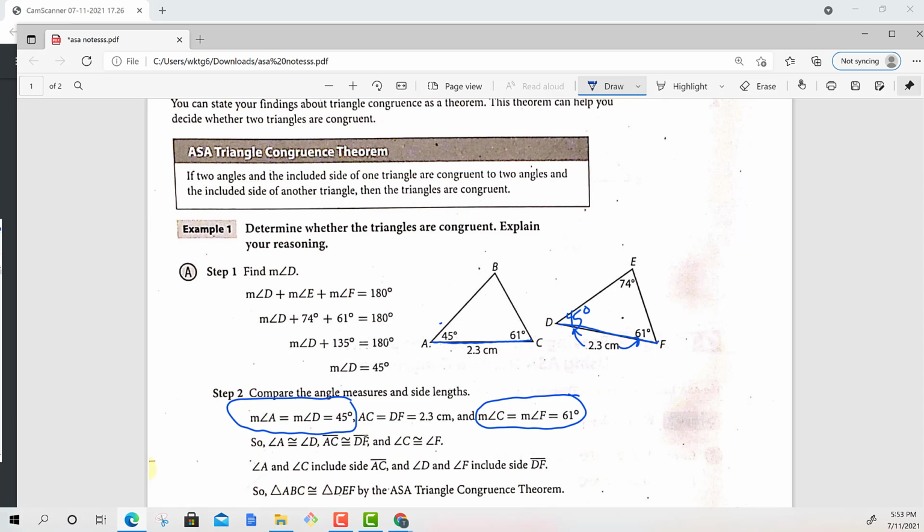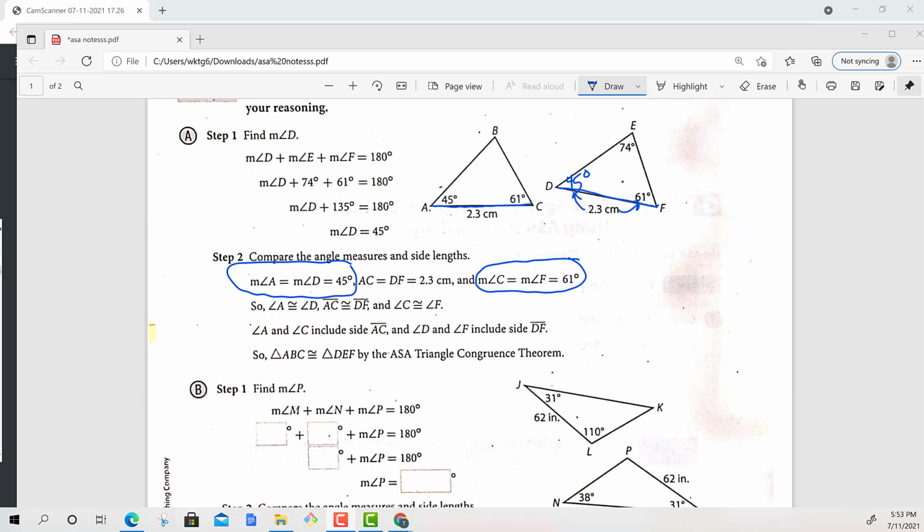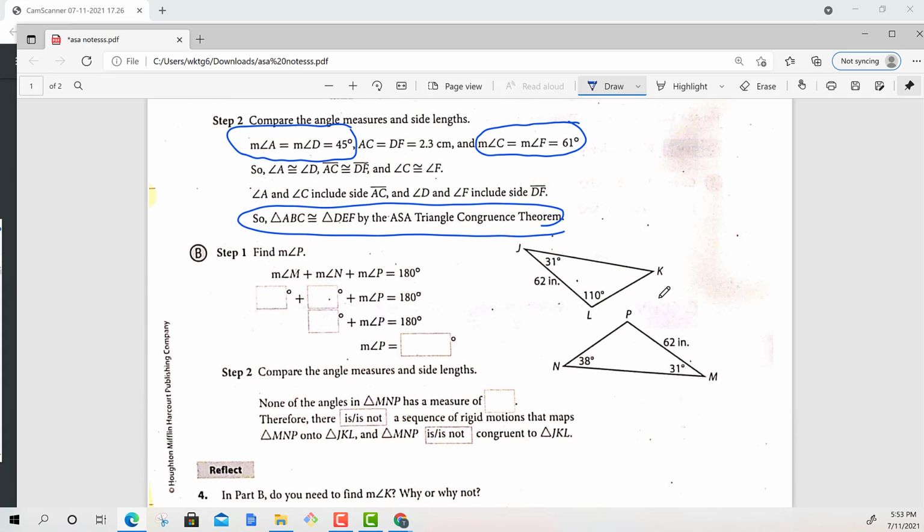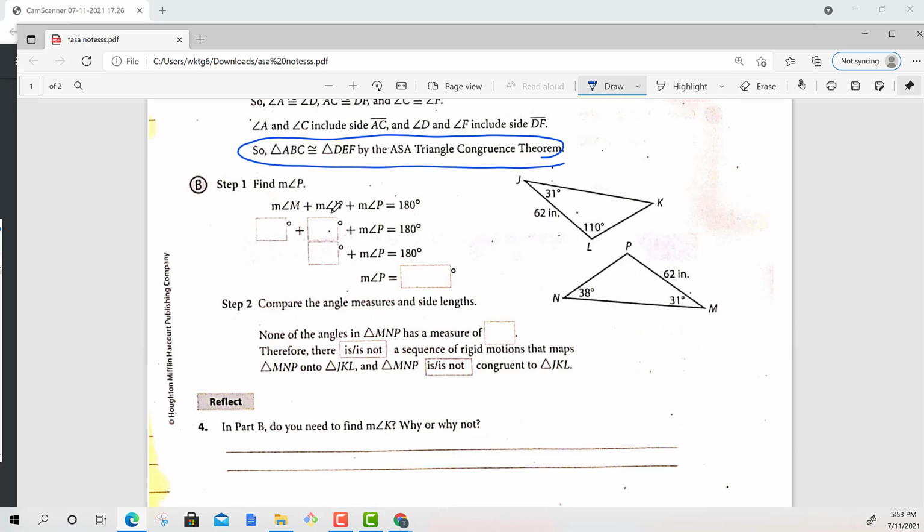So that is the included side in this. So that means these two triangles are congruent by the angle, side, angle triangle congruence theorem. Let's walk through the example 1b problem together.